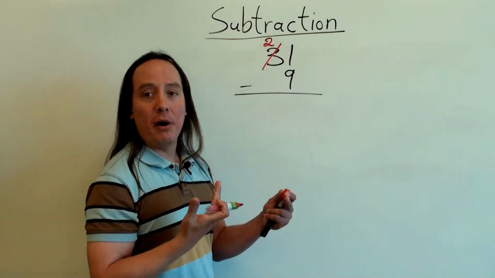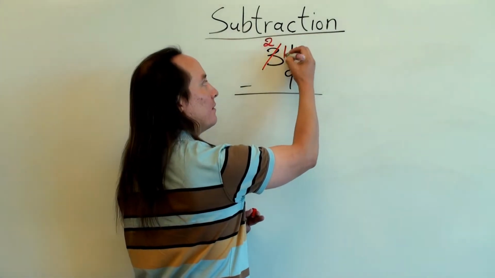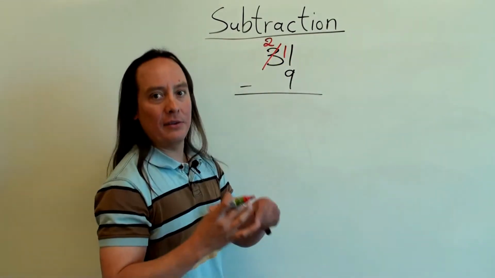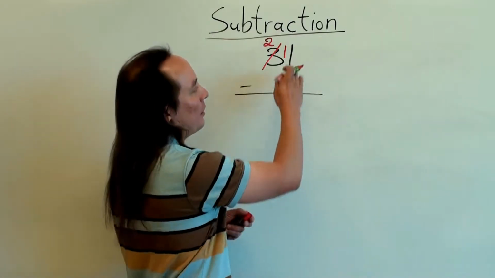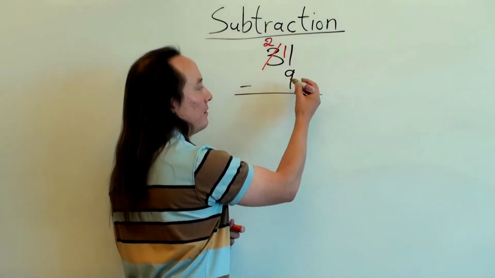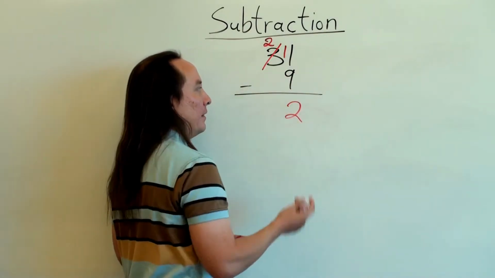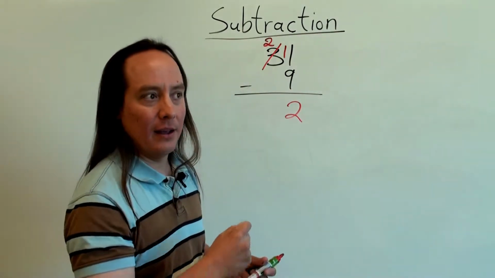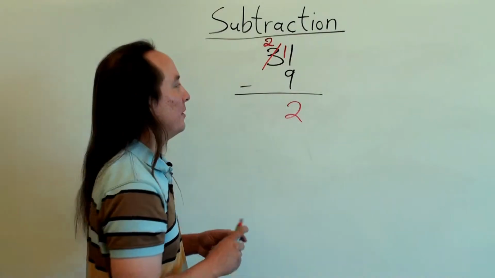And that 1 that I borrow, I'm going to put it right next to the other 1 that didn't have enough to take away 9. So now it's 11. I'm making the number into an 11. So 11 minus 9 is 2. And that's where you could count up, right? 9, 10, 11, there's 2, the difference.